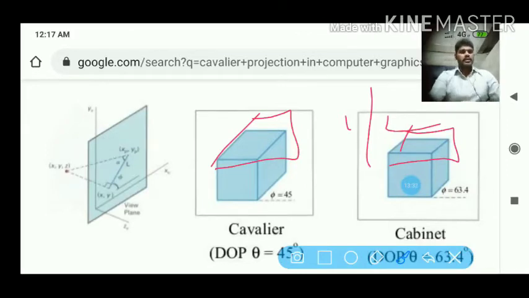So cavalier and cabinet are both oblique projections. Now you understand what a cavalier is and what a cabinet is. Both are oblique projections. I already told you what oblique is: nothing but slant or inclination. I want to wind up this topic by explaining again what I covered in previous classes, and then I will conclude.